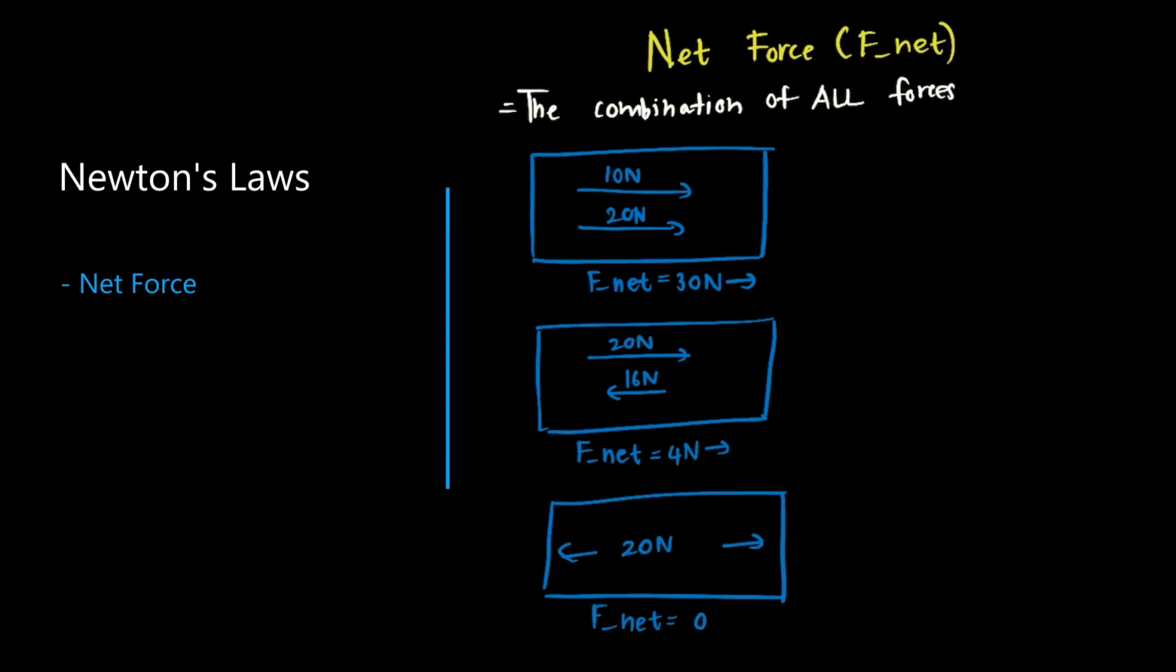What if the forces are equal and opposite? If you both push with 20 newtons, the forces cancel out. The net force is 0. These are called balanced forces. Balanced forces do not cause a change in motion. An object with balanced forces acting on it will not accelerate.